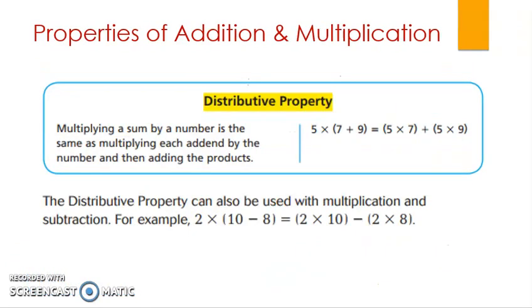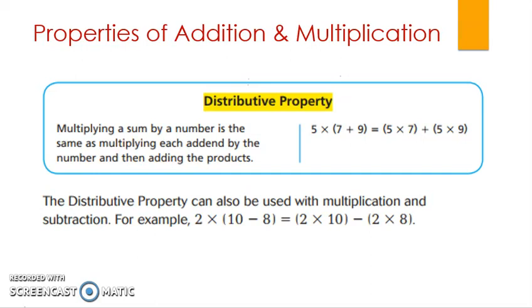Now let's move on to a property that is new for you coming into 5th grade. It is called the distributive property, and it is for both addition and multiplication. The property says multiplying a sum by a number is the same as multiplying each addend by the number and then adding the products. I know what you're thinking. Why are we doing it? The reason being is so that we can solve these equations more easily and quickly.